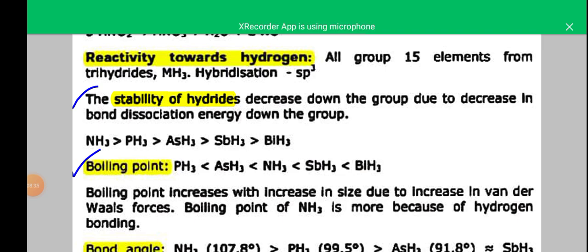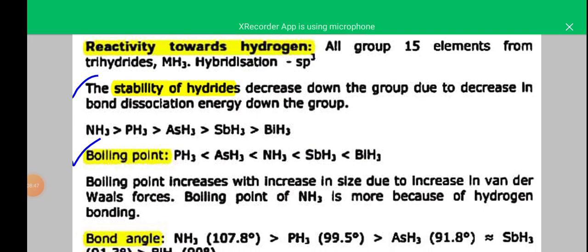The stability of trihydrides of group 15 elements decreases down the group due to decrease in bond dissociation energy down the group. For example, the stability of NH3 is greater than PH3, which is greater than AsH3, which is greater than SbH3, which is greater than BiH3. So you have to remember this stability order of hydrides of group 15 elements: NH3 greater than PH3 greater than AsH3 greater than SbH3 greater than BiH3.